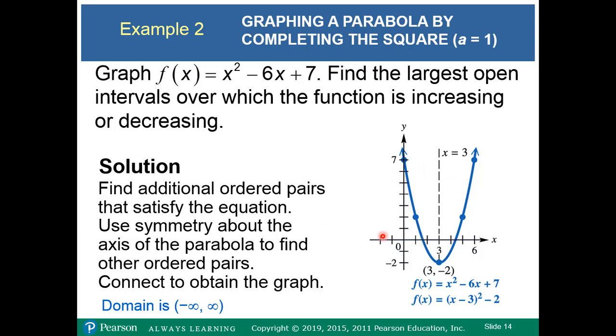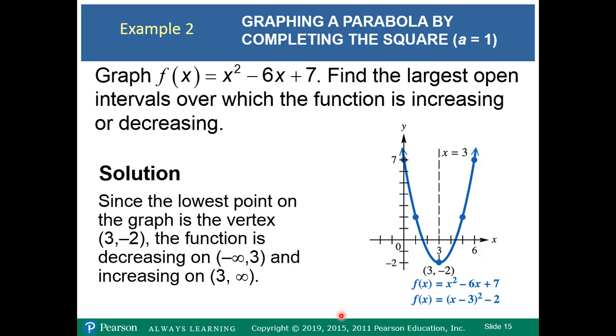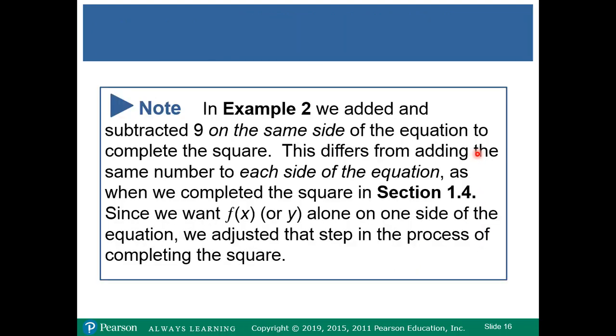So the domain is all real numbers. Notice a pattern for all parabolas, all polynomials: the domain is always going to be all real numbers. The range in this case is from -2 to positive infinity. The lowest point is the vertex at 3 comma -2, and this is decreasing from -infinity to 3, and then it's increasing from 3 to positive infinity.